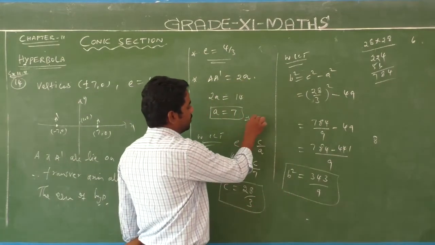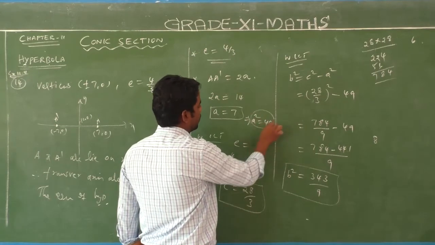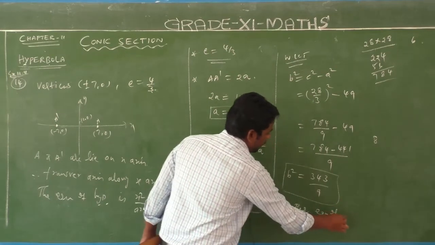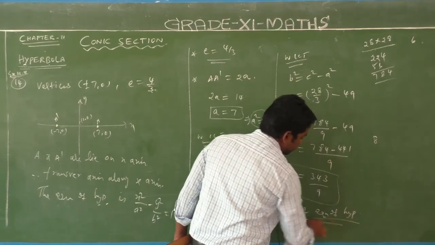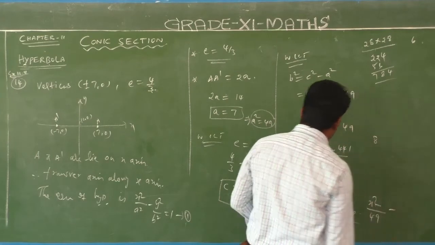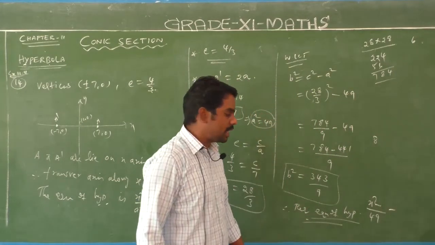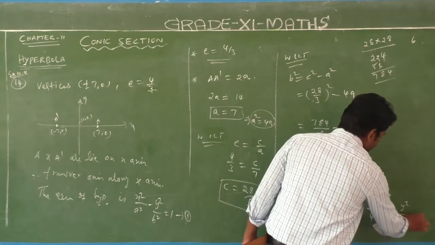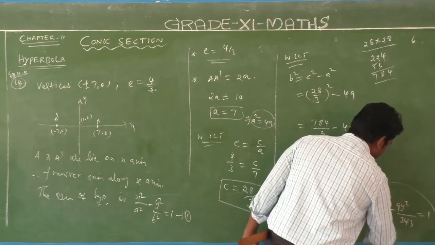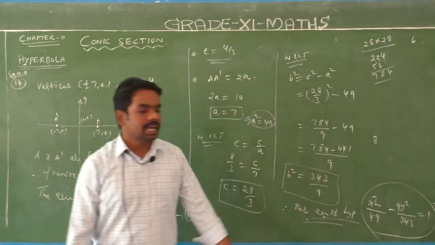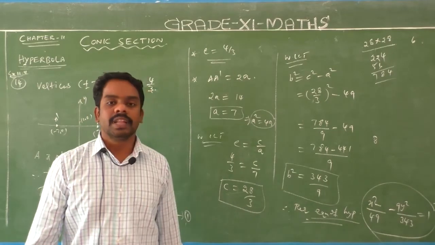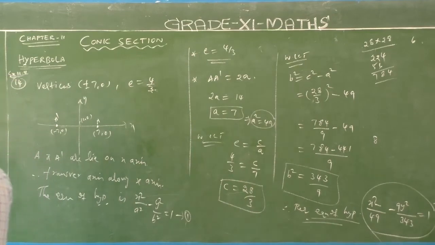a is 7, which implies a squared equal to 49. Therefore, the required equation of the hyperbola is x squared divided by a squared, that is 49, minus y squared divided by 343 divided by 9, that is 9y squared by 343, equal to 1. This is the required equation of the hyperbola. So x squared by 49 minus 9y squared by 343 is equal to 1.